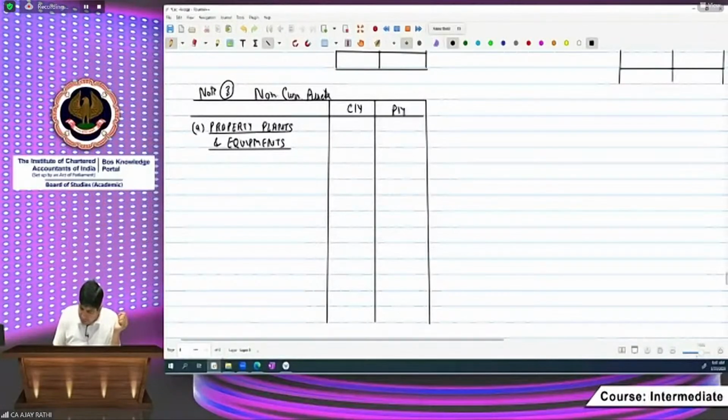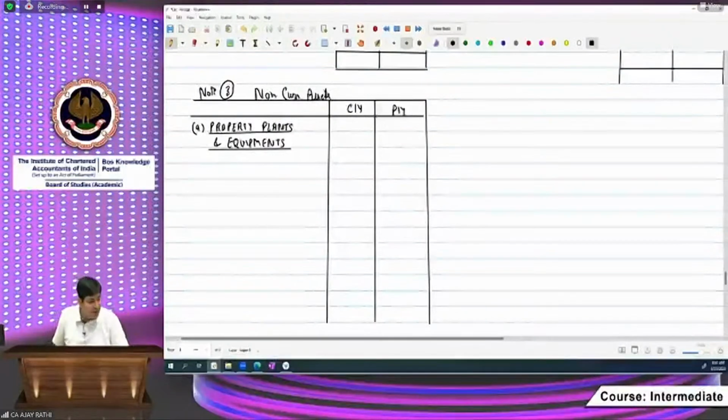Usually I found that students always do the solution correct, but they are not getting good marks just because they are lacking presentation. Yes, beta, very good, Alok. So I am starting from the presentation.